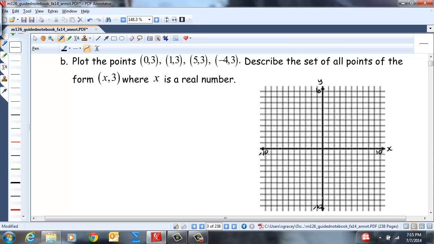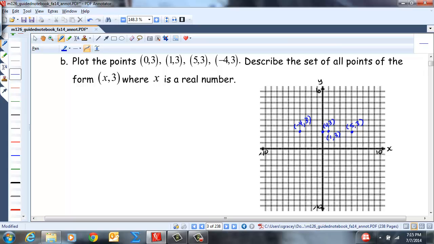All right, so if you plot these points, this is going to be (0, 3), and then (1, 3), (5, 3), so 1, 2, 3, 4, 5, 1, 2, 3. And then what do we have? (-4, 3). So 1, 2, 3, 4, and then up 1, 2, 3.